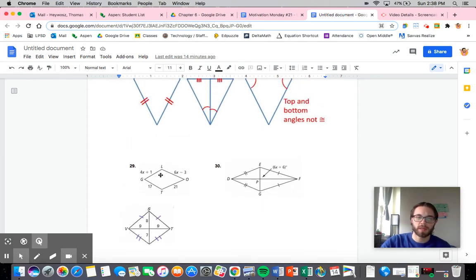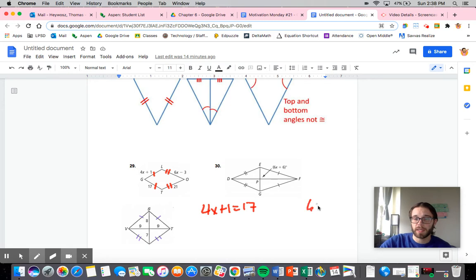So what do we know? This is a kite. So what does that mean about these sides? Well, that means this one and this one are congruent. That means this one and this one are congruent. Okay, so I would know that 4x plus 1 is equal to 17. Similarly, I would know that 6x minus 3 is equal to 21. So 4x equals 16, x will equal 4.